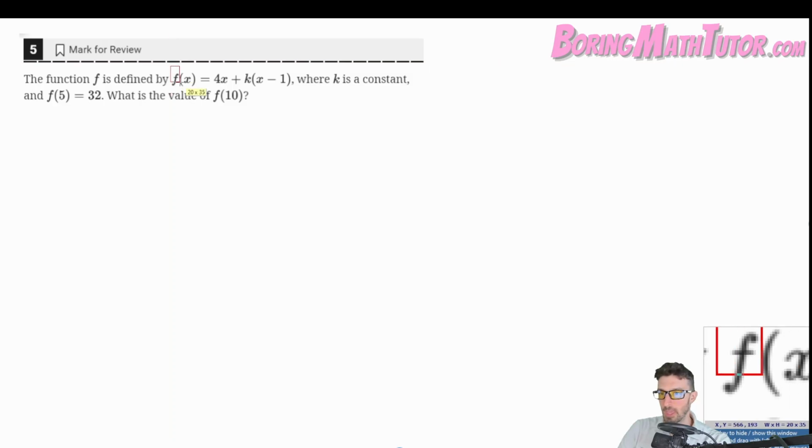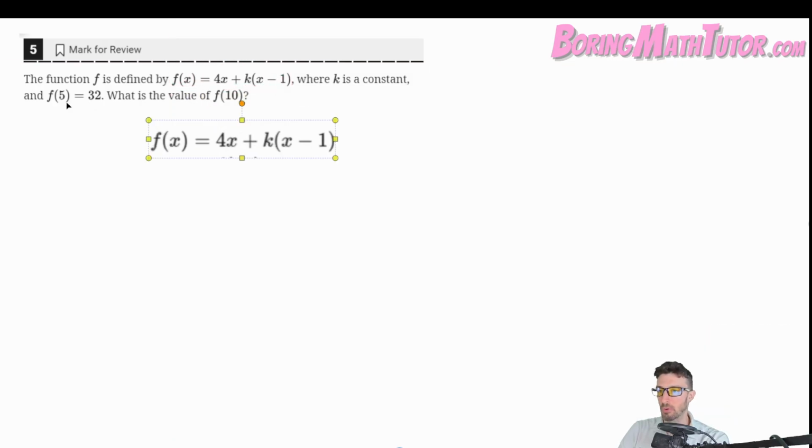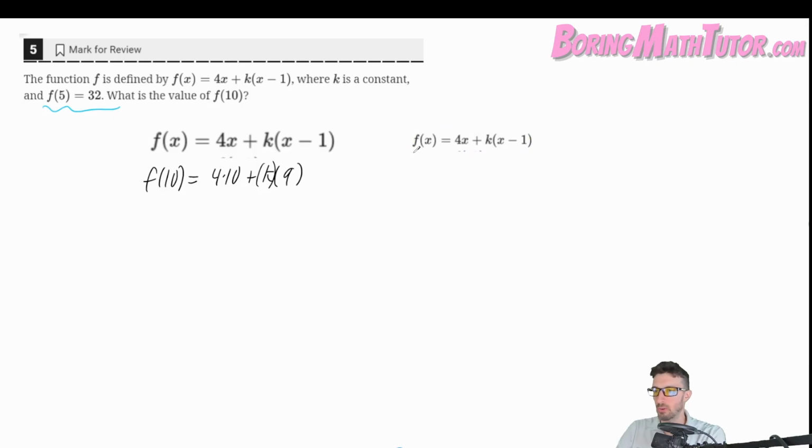This problem is what I like to refer to as super cool. They're asking for the value of f of 10. So the very first thing that I'm going to do is replace my x's with 10. Now 10 minus 1 is just 9, so I'm just going to put times 9 right there. So we got k times 9. But then they told us that f of 5 is 32. Now what that's going to do for you is help you figure out your k value.